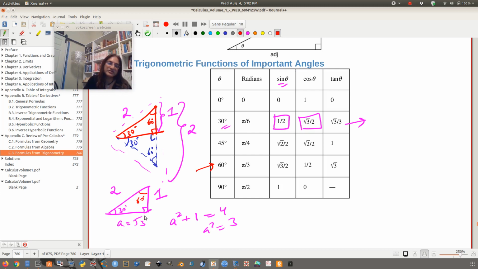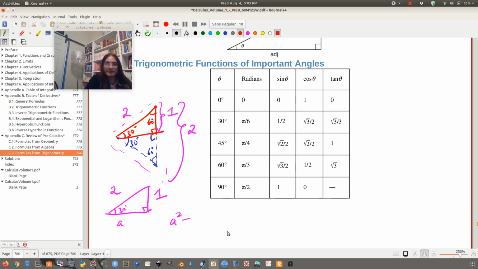And if you want to find for 60 degrees, look at here. If it is 60 degrees, its adjacent is 1. Opposite is square root 3. And hypotenuse is 2. That means sine of 60 would be square root 3 over 2. Cosine of 60 would be adjacent 1 over 2. And the tangent is square root 3 divided by 1, because this is the angle we are looking this way. So that means we have covered 30 degrees, 45 degrees, and 60 degrees.